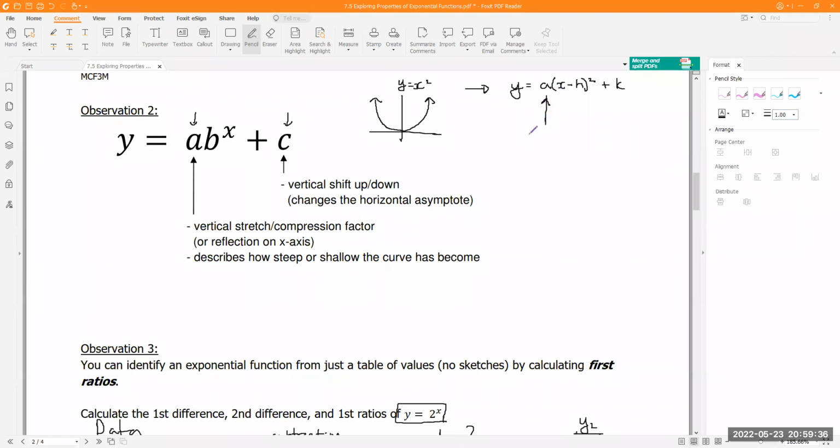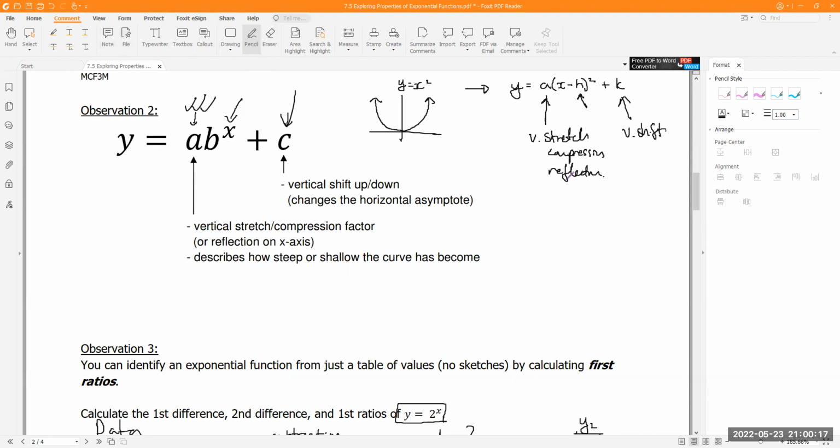That A, which represents a vertical stretch or a compression or a reflection, also applies here too. Stretch, compression, or reflection. That K value, which represents a vertical shift up or down, also applies here, a vertical shift up or down. The H value, which shifts the parabola left or right, could also apply here, but it's rarely seen in our application questions, so I'm not going to introduce it at the moment.